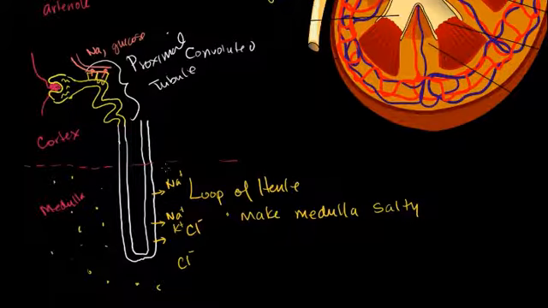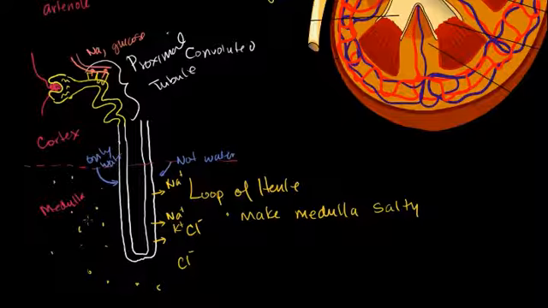So we could say not permeable to water. Not water. The descending part of the loop of Henle is only permeable to water. Only water. So what's going to happen? If this is all salty because the ascending part is actively pumping out salt, what's going to happen to water as it goes down the descending loop?